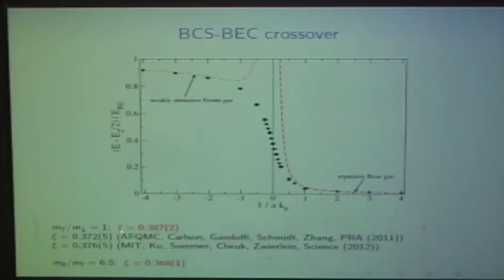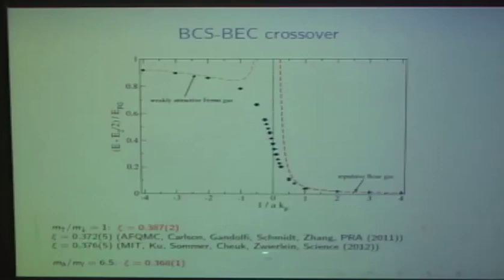So for equal masses, the best fixed node result today says that the energy is 0.387 at unitarity. I'm comparing this number with 0.37, which is a lattice auxiliary field quantum Monte Carlo result that for this problem is exact. So this gives us an idea about the approximation that we are making by using the fixed node.